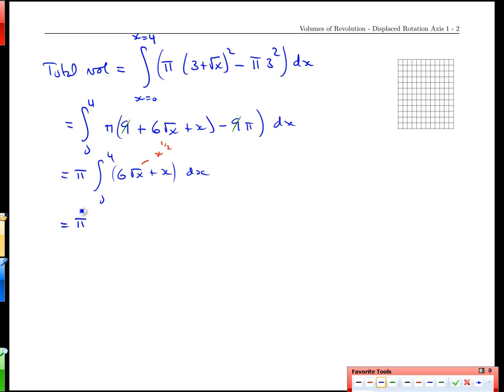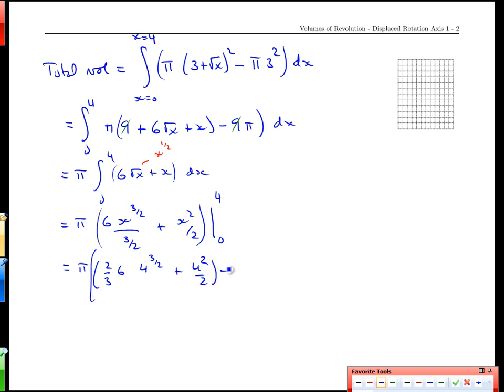We can write this out as pi times 6x to the 3/2 over 3/2 plus x squared over 2, between 4 and 0. And the pi applies to all of that. Then we have pi times 2/3 of 6 times, we'll do the upper limit, 4 to the 3/2 plus 4 squared over 2, minus, and oh good, 0 and 0. Good to go.